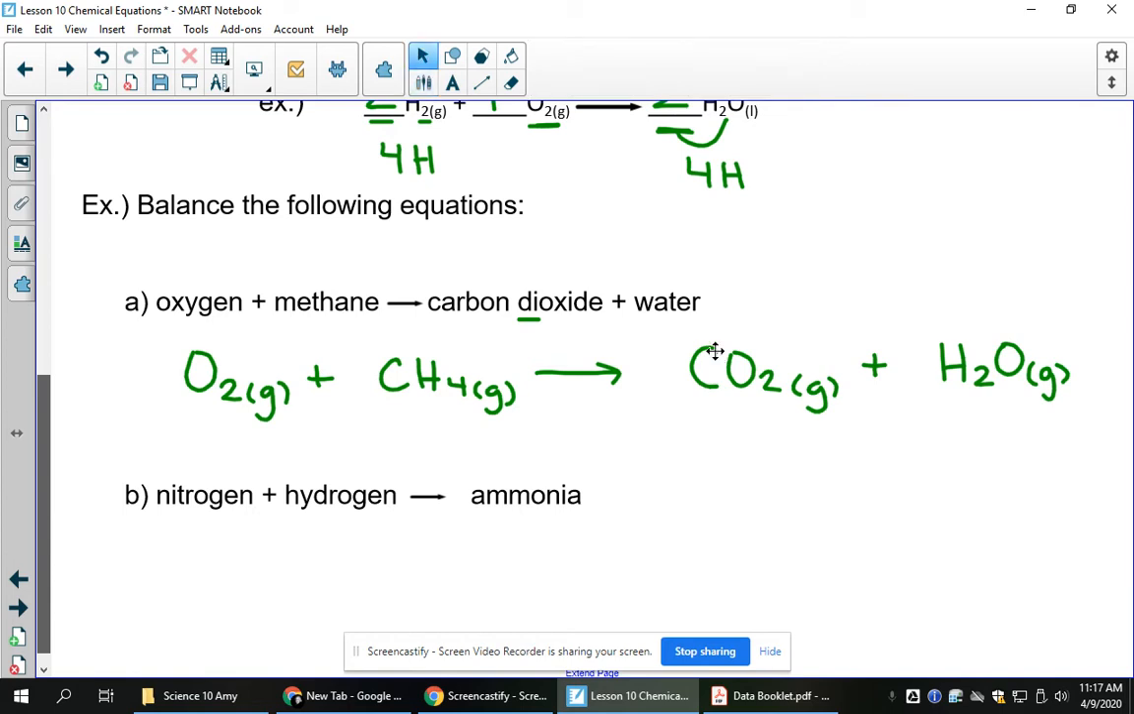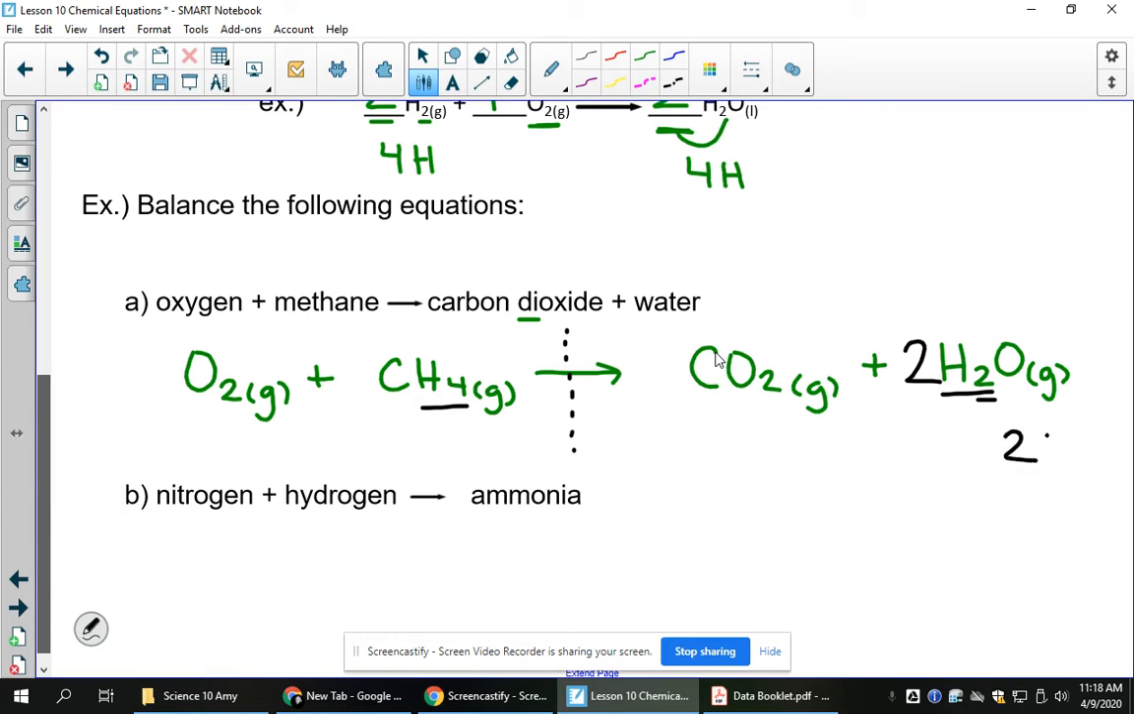All right, to balance this, I usually start wherever I see the biggest number. So I see that I have 4 hydrogens on the left. Remember, we're working left and right of this equal sign. I need to make 4 hydrogens on this side. What can I multiply by the 2 that's already there to make 4? Now, I've just changed more than just the hydrogen. I've also changed the oxygen.